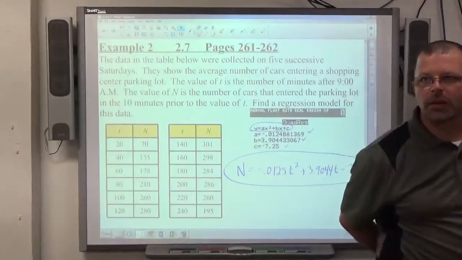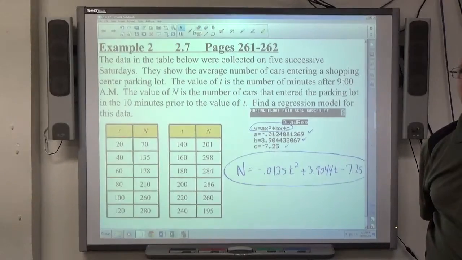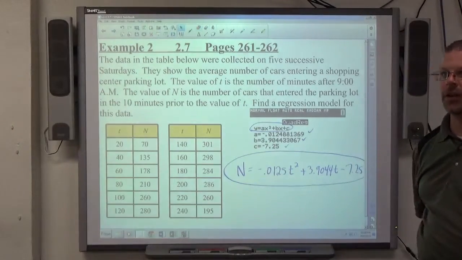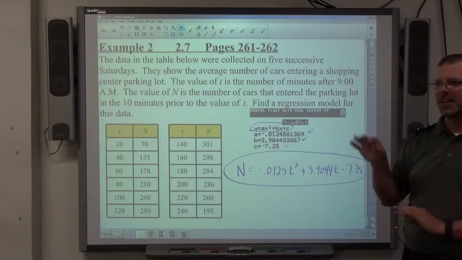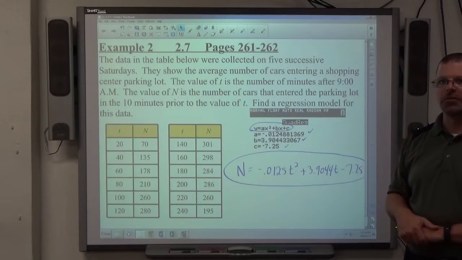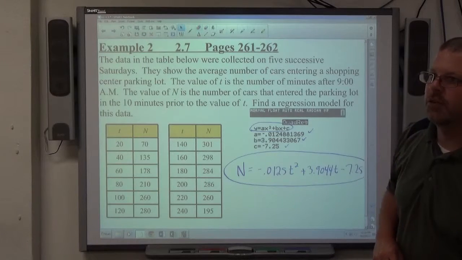Again, that's what it's for. And data collection is out there all over the world. Your civil engineers go out and do it. They collect the data. They look at the model that the data looks like. They make a regression curve for it, and then use that to predict future outcomes.